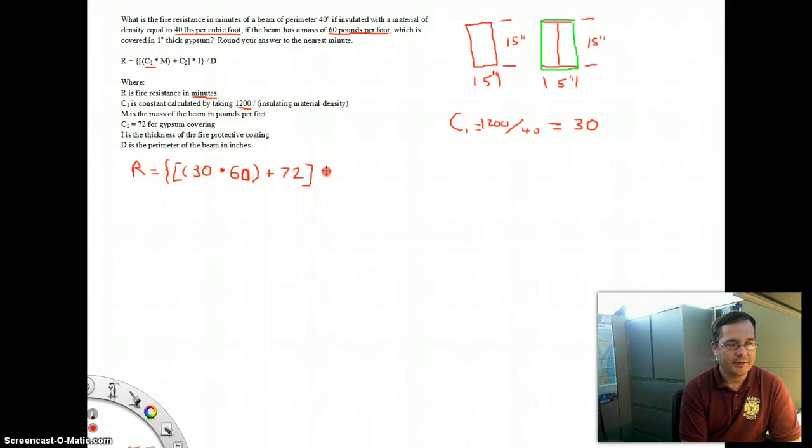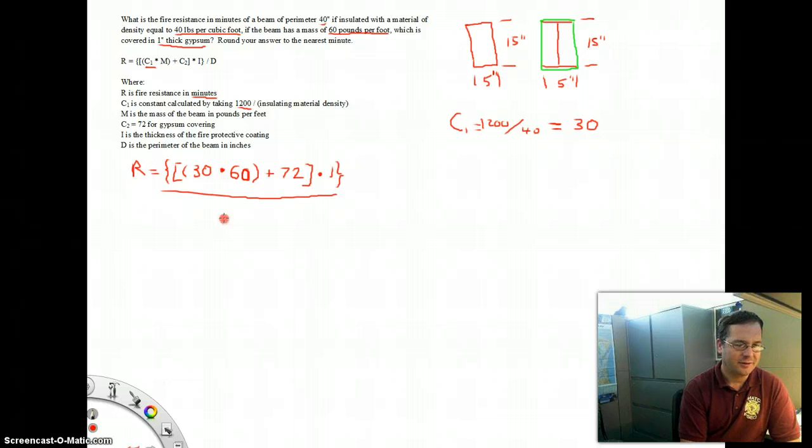Then we're going to multiply by I. And in this case, I is the thickness of the protective coating, and that should say in inches. So it's covered in 1 inch thick gypsum, so times 1. And then this entire expression gets divided by, actually I guess I need to close this, close the set, and then the entire expression gets divided by the perimeter of the beam in inches, which again is 40 inches.